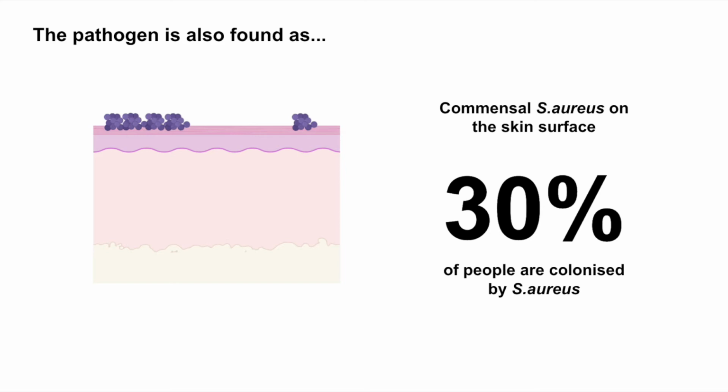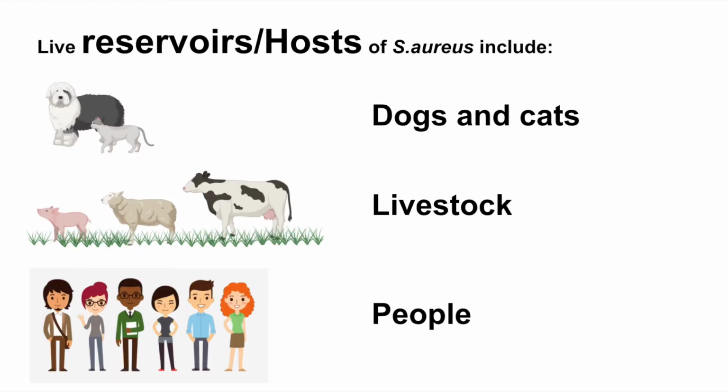S. aureus can be found in a number of places, including the soil, water, and air in our external environment. The pathogen can also be found forming commensal colonies of the skin surface of humans and other animals, with the percentage of the global population persistently colonized increasing with time. Live reservoirs or hosts of S. aureus include our pets, livestock, and humans.